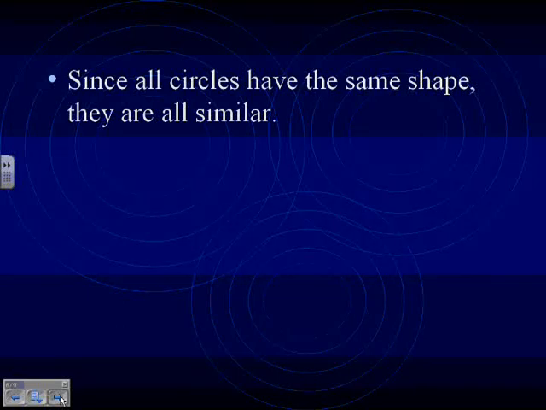Now if you think about it, a circle is a circle. You can't really make it different at all. So it's always going to be proportional, so therefore they're always similar. So it's impossible to make two circles that aren't similar. They will always be.